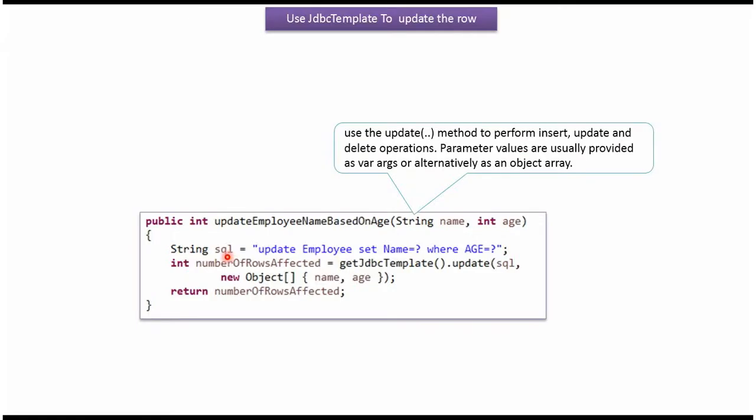Here I have defined the SQL. The SQL is: update employee table set name equal to question mark where age equal to question mark. Here I am calling the update method of the JDBC template object and passing the SQL and the object array. The object array contains two parameters, name and age. This method executes this update statement and returns how many rows are affected.